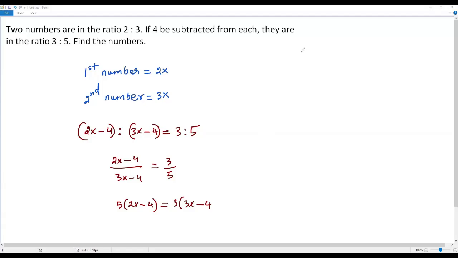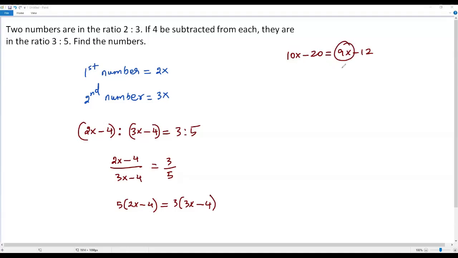Now let me continue. We have to distribute this 5 to 2x and -4. When I do such distribution, I'm getting 10x - 20. And here I can distribute this 3 to 3x and -4. When I do such distribution, I'm getting 9x - 12. Since we have to solve for x, we have to get the variable x on one of the sides. Actually, the terms which contain the variable x we have on both sides of this equation.